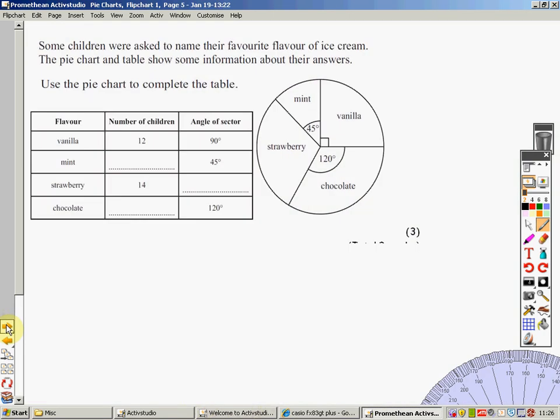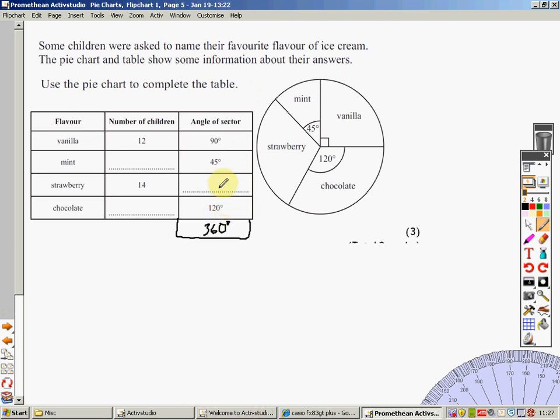I think this is the last question for you to do on pie charts. Have a go at it. Press pause now. Okay, welcome back. It says, use the pie chart to complete the table. I'm just going to look at this a minute quickly and see. There's only one thing missing in this column here, and I know it's all got to add up to 360 degrees. So I'm just going to quickly work out what the missing amount in there is.